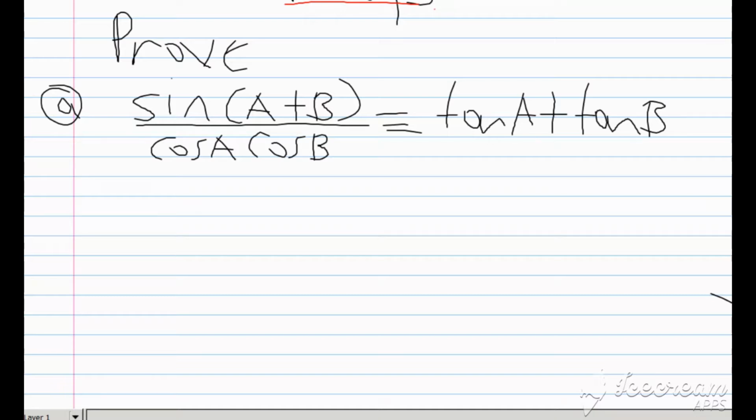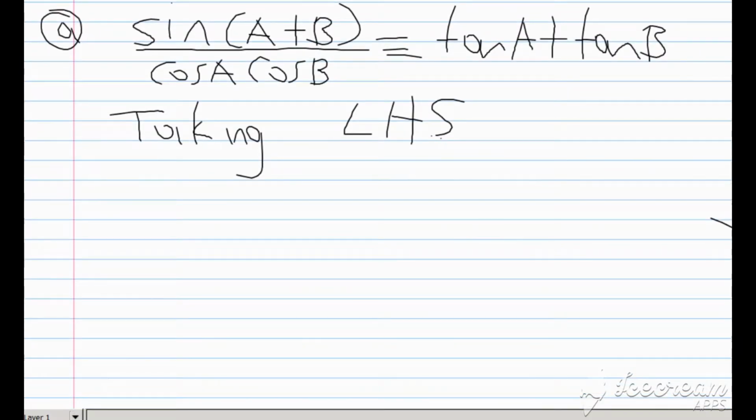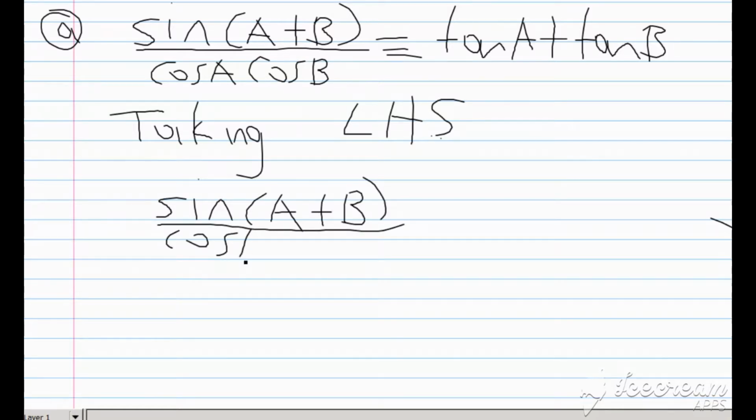So I'm going to write a statement that says taking the left-hand side, which we're going to abbreviate LHS. So I'm going to take that left-hand side, and when I'm finished, it should look like the right-hand side. So let's go right ahead. So this is saying that the sine of A plus B over cos A cosine B, when I break this down, it should actually look like the right-hand side.